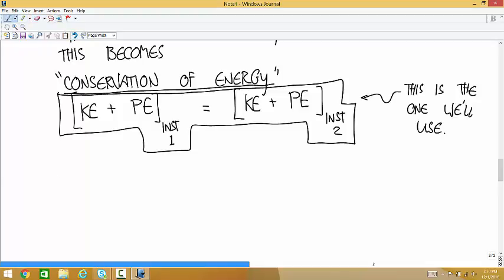Well, actually that is an example that we'll do, but it turns out that a lot of cases will meet this requirement, and I'll talk about why. So how likely is it that no work is done by non-conservative forces?